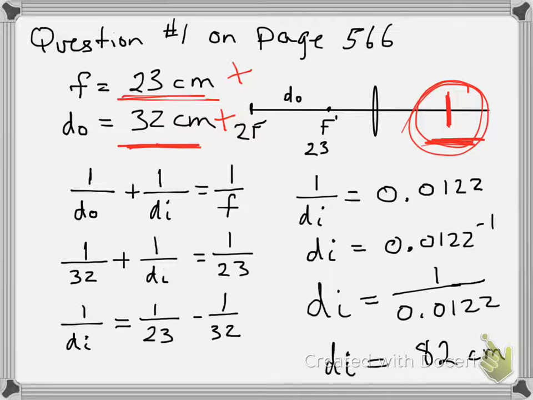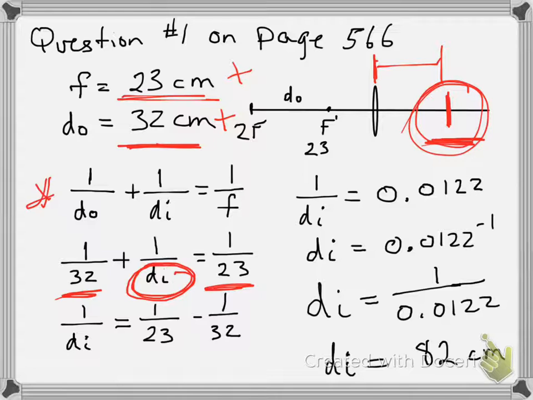Once you've set that up, you're going to start off with your thin lens equation and plug in your information. In this case, we have the distance of our object and we have our focal length. This is what we're trying to find: the distance of the image. Again, that's the distance from the middle of the lens to where the image is located on the secondary side of the principal axis.